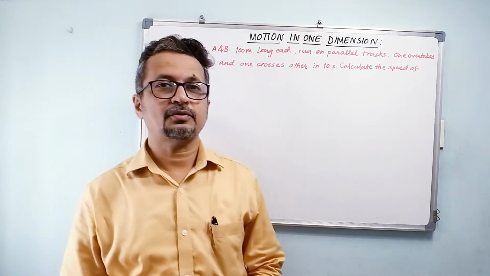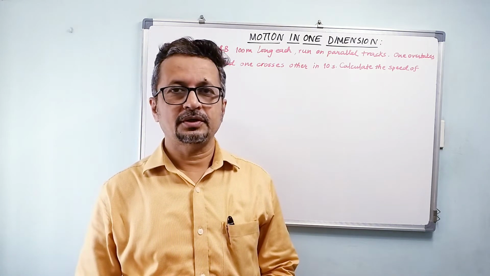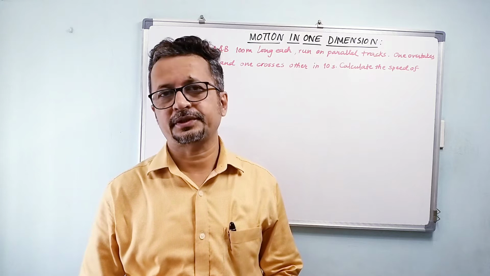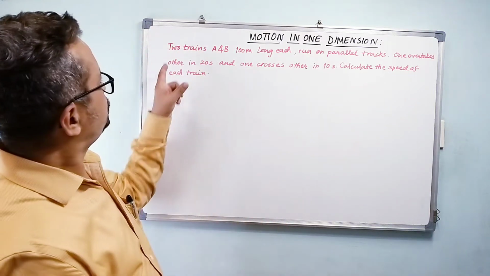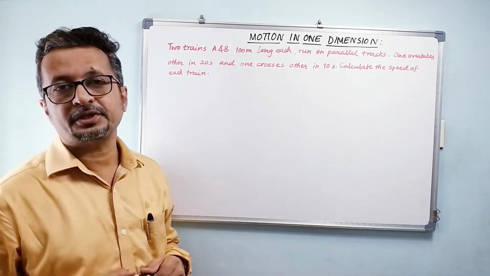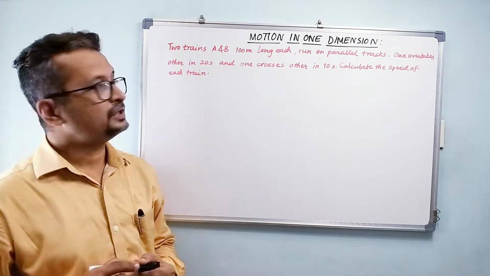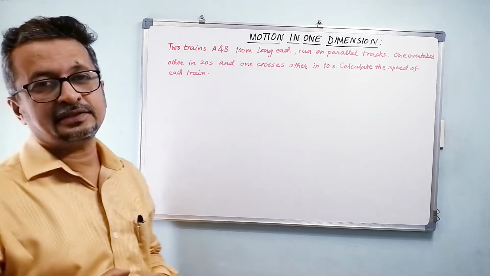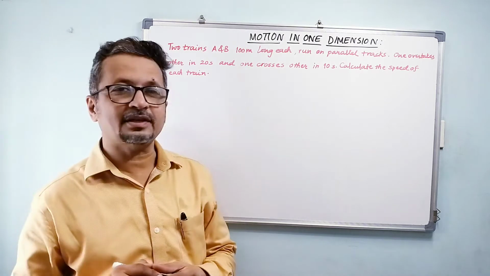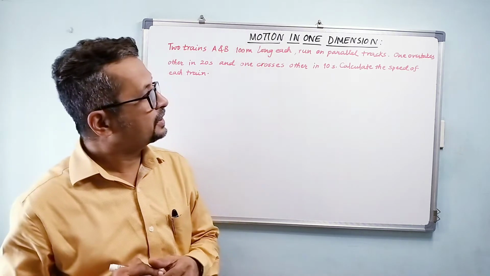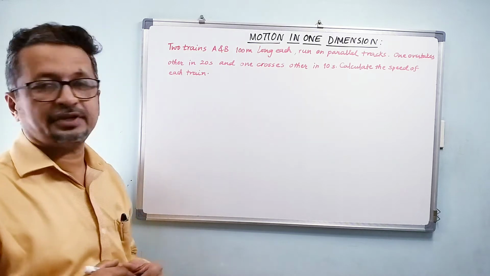Hello friends, now numerical problems on relative velocity. Two trains A and B, 100 meters long each, run on parallel tracks. One overtakes the other in 20 seconds and one crosses the other in 10 seconds. Calculate the speed of each train.